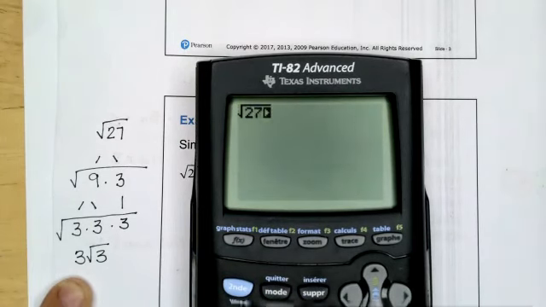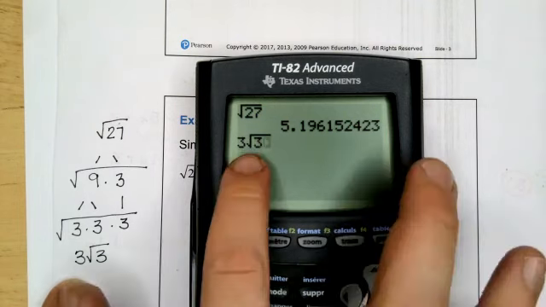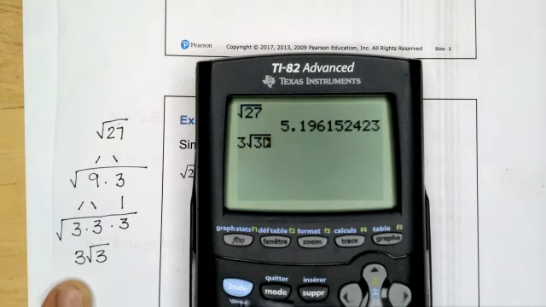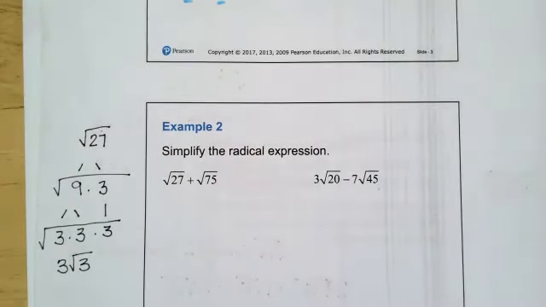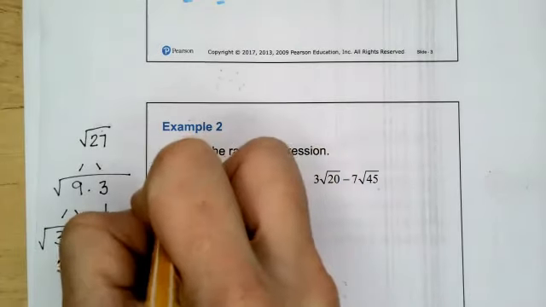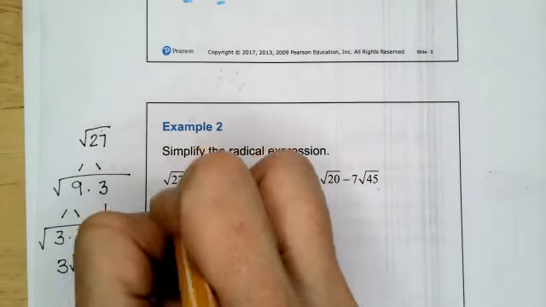So you get 5.196, 3 square root of 3. You don't need to put a multiplication. You definitely don't put an addition sign. You should get the same number, okay? So the square root of 27 becomes 3 square root of 3 when we simplify it.